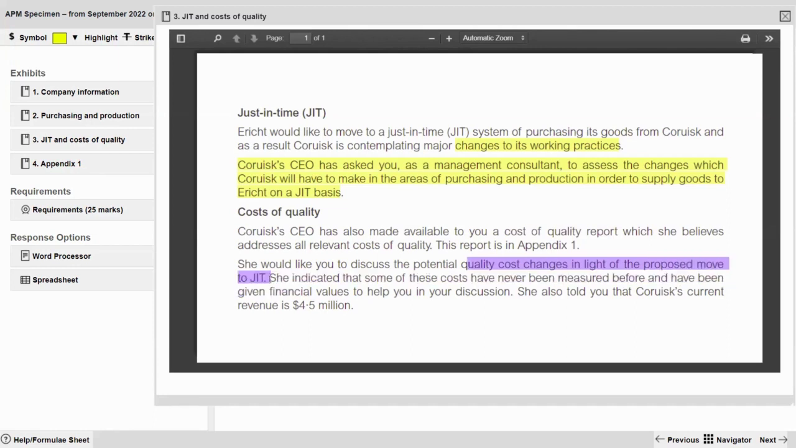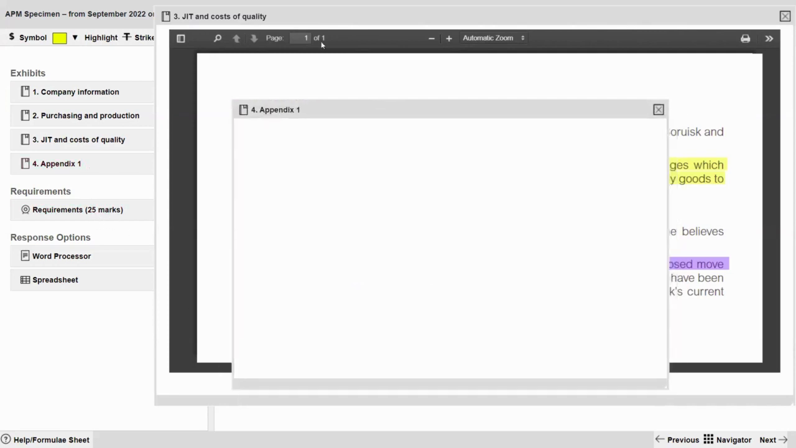She would like you to discuss the potential quality cost changes in the light of the proposed move to JIT. So what does she want? She wants you to discuss the changes in the light of the move to the proposed JIT. She indicated that some of these costs have never been measured before and have been given financial values to help you in the discussion. She also told you the company's current revenue is 4.5 million. Let's just try to see this.